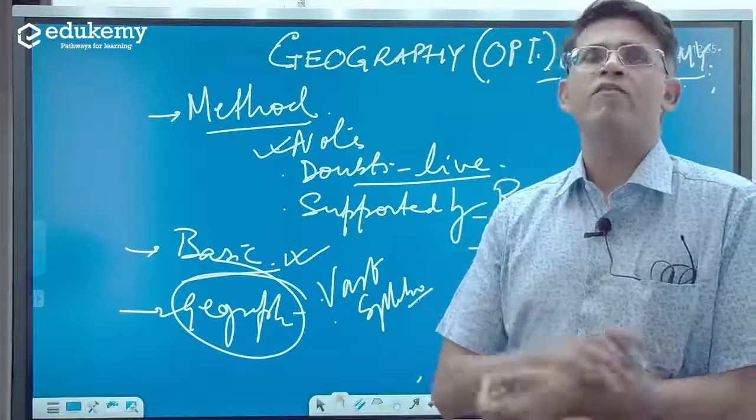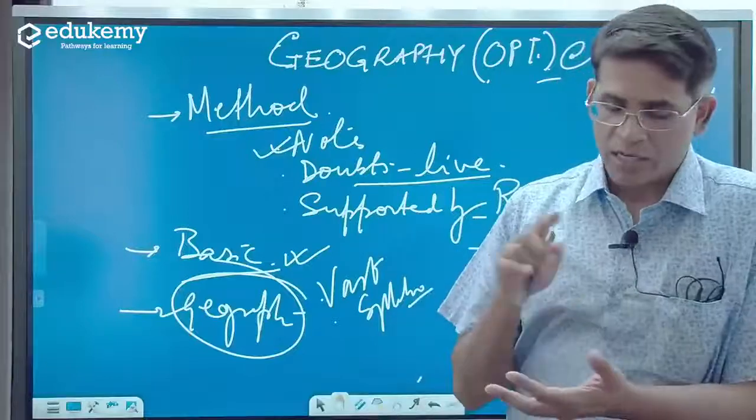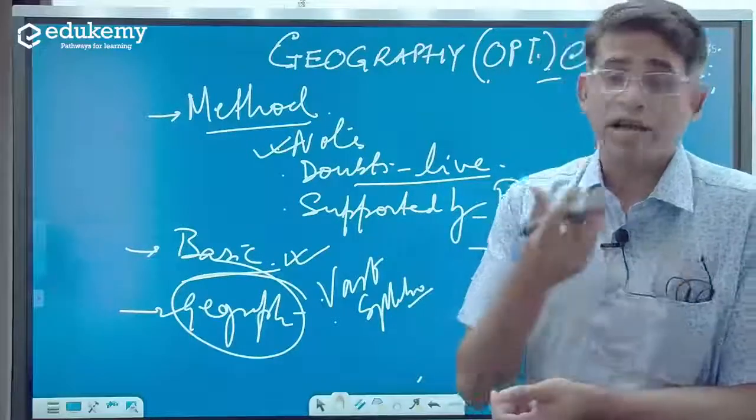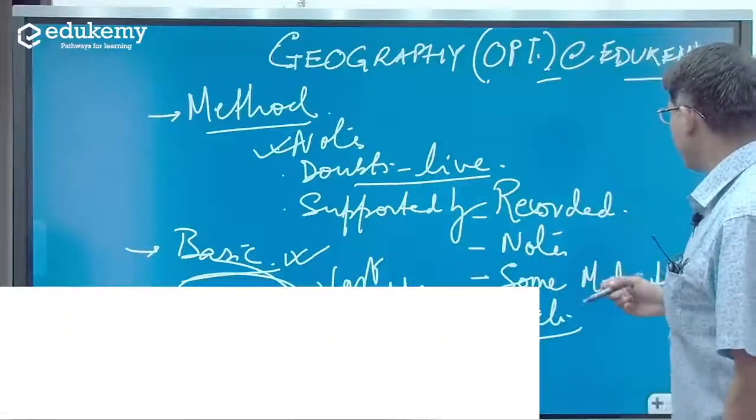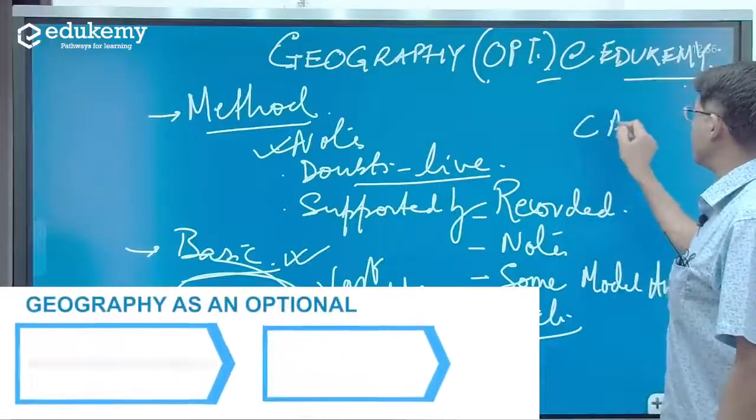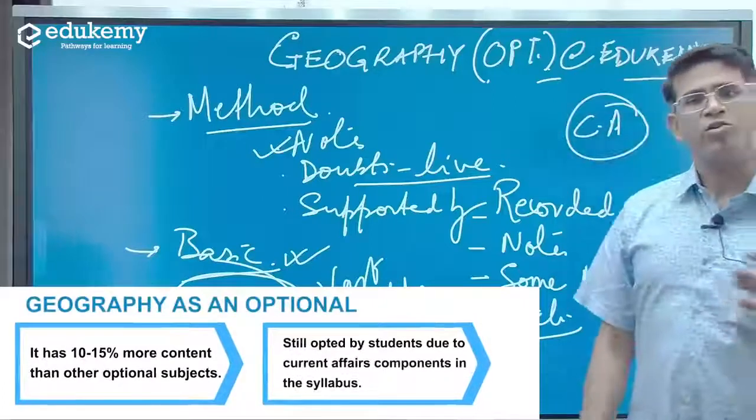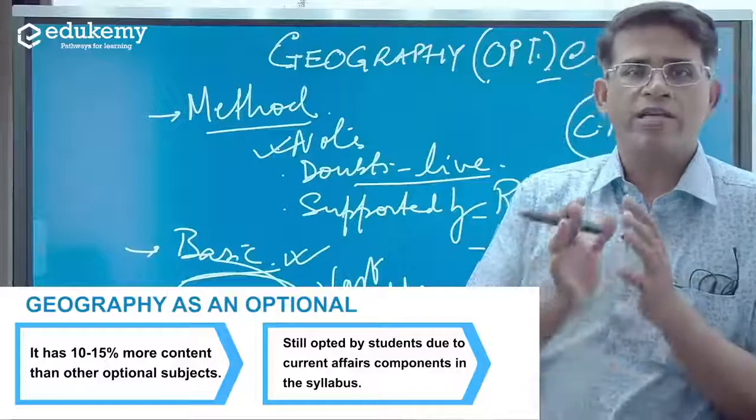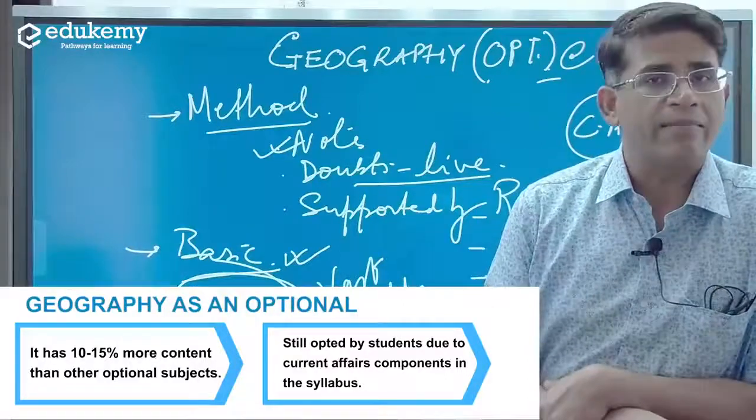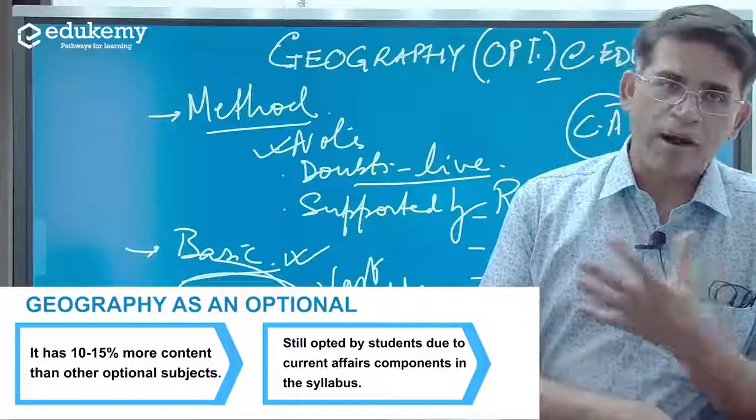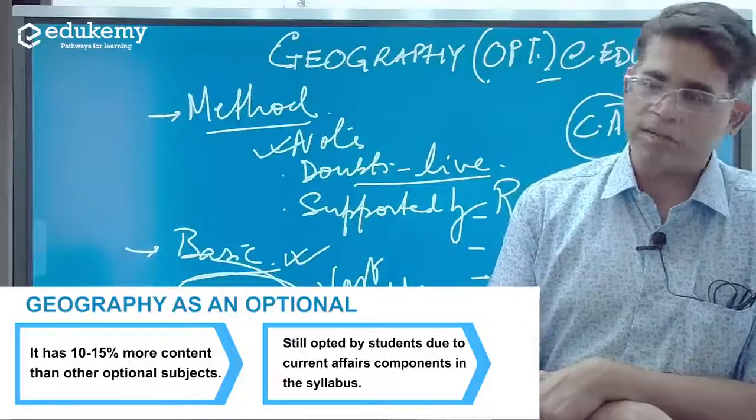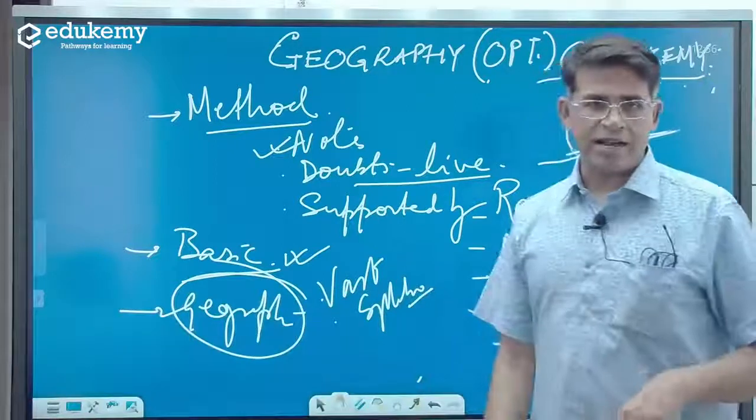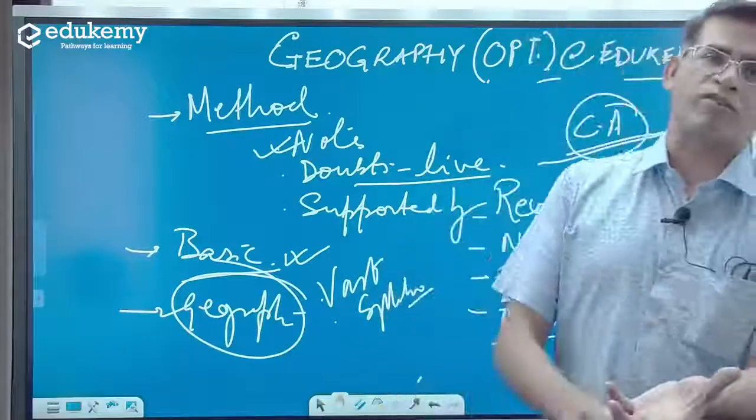In fact, if you look at the coverage of two optionals, geography and political science, they are on the higher side, because they are very much related to a lot of current affairs based reading. Whatever happens around you becomes a part of geography studies. That's the reason why geography tends to require 10-15% more effort compared to other optionals. But my assurance is that this current affairs content was anyways important for you.